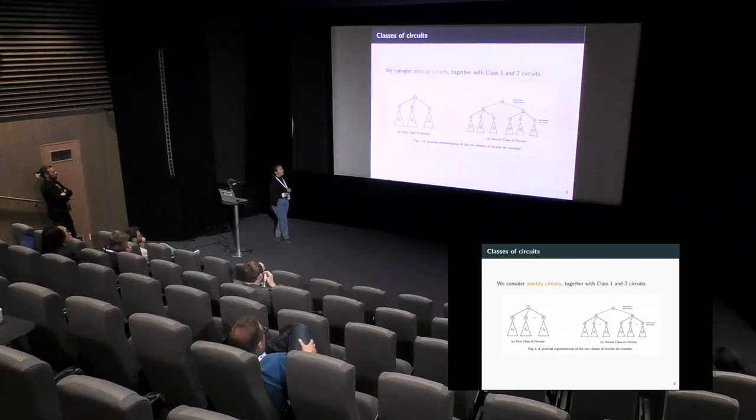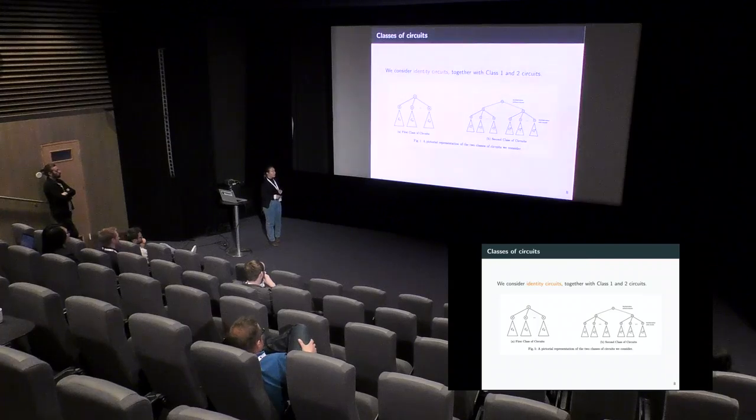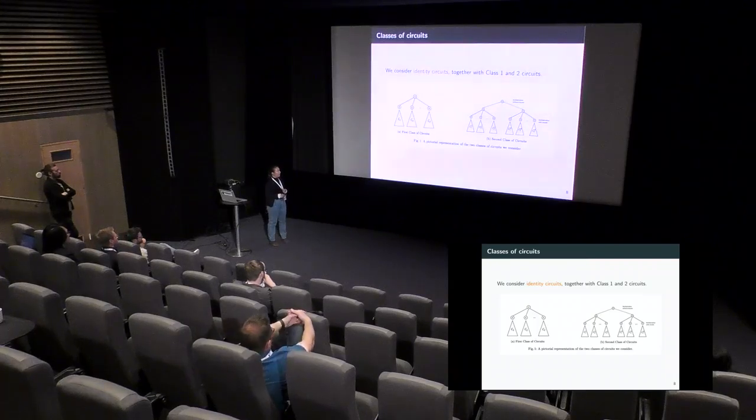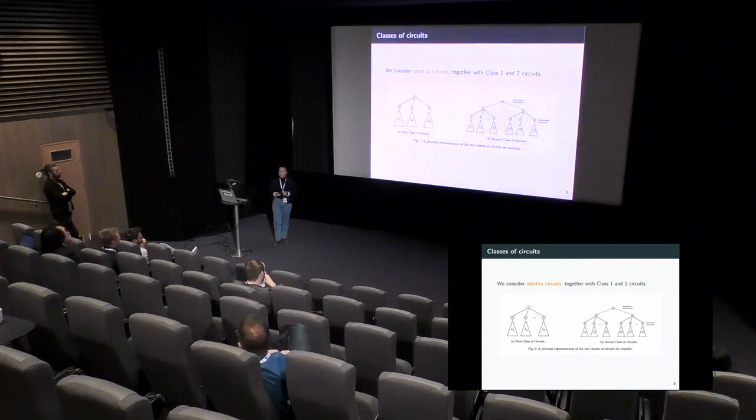I mentioned we restrict to certain classes of circuits. The three types of circuits that we consider here are identity circuits, and then what we call class 1 and class 2 circuits, where the inputs to both of these are fresh independent ciphertexts that are each used at most once. What you should look at here is that in class 1 circuits, we have a multiplication with a rescale, and then we're adding a bunch of ciphertexts. And then here, the final step is a multiplication without a rescale.